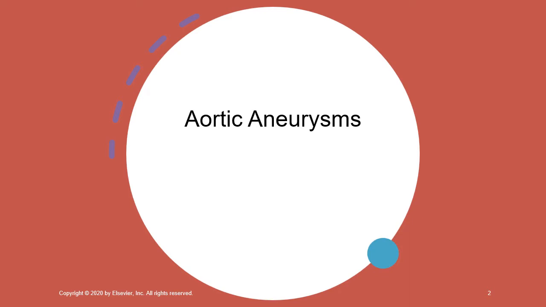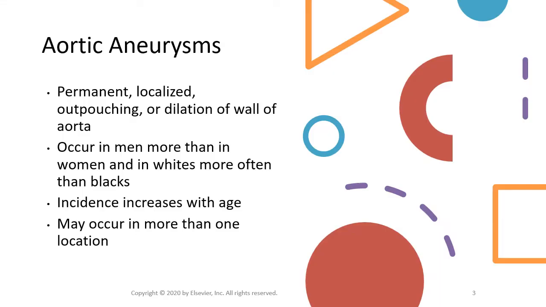The aorta is the largest artery and supplies O2, nutrients, and blood to all vital organs. One of the most common problems affecting the aorta is localized outpouching or dilation of the vessel wall. Aneurysms occur in men more often than in women, and in whites more often than blacks. The incidence increases with age.